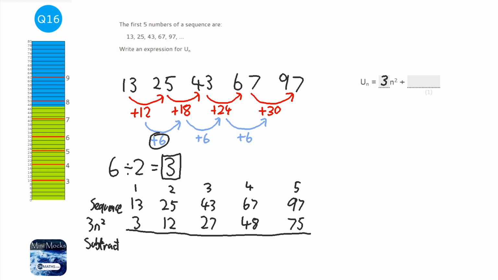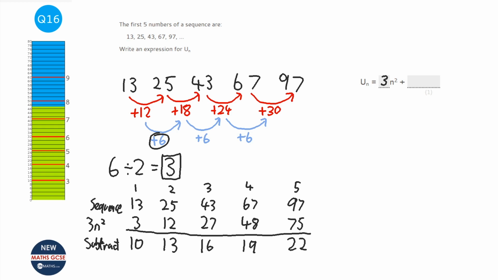So 13 take away 3 is 10. 25 take away 12 is going to be 13. 43 take away 27 is going to be 16. 67 take away 46 is going to be 19. And 97 take away 75 is going to be 22.